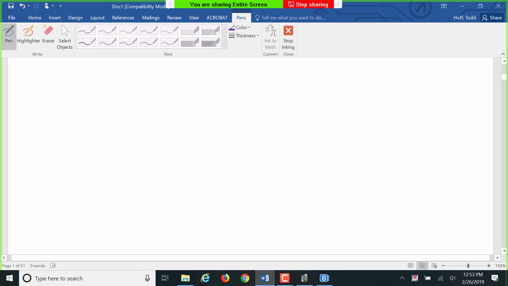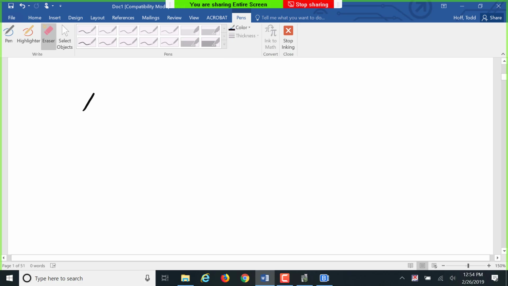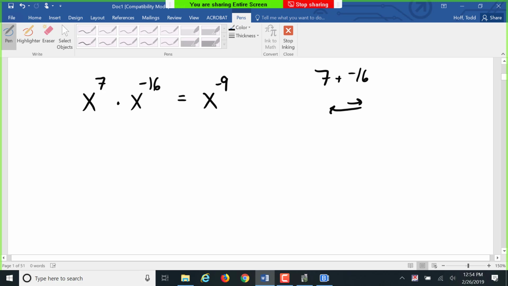So let's now look at the next step, since we've got our negative powers into the mix here. What is x to the 7th times x to the negative 16th? X to the 9th? Careful, you're close. Negative 9th, right? We're adding powers. So 7 plus negative 16 is negative 9.